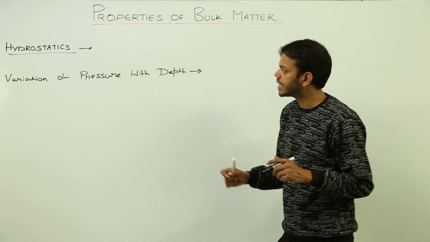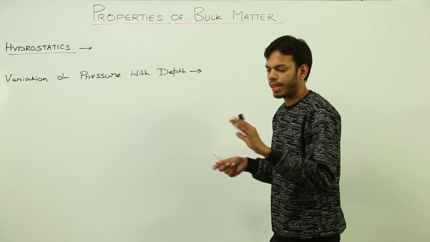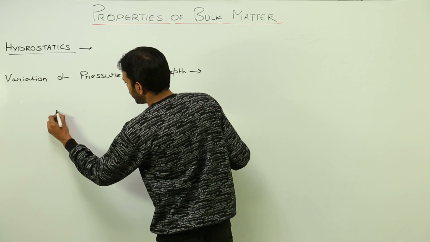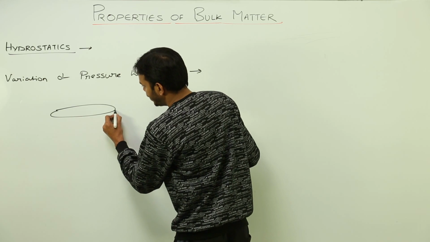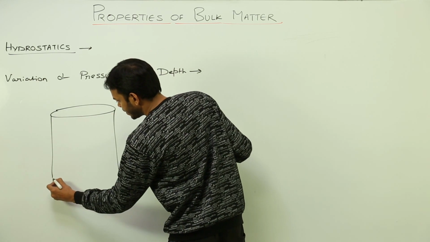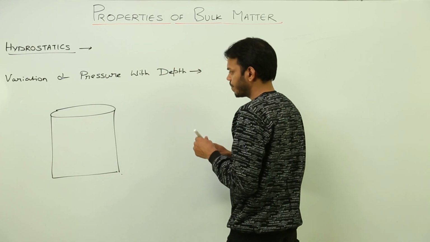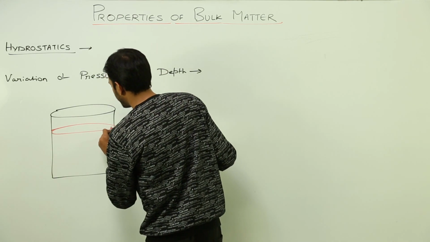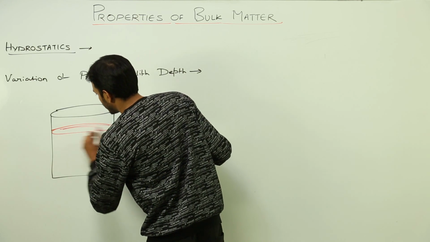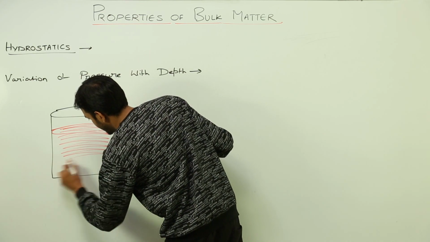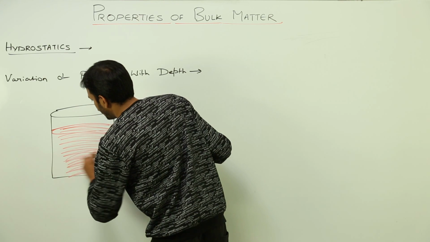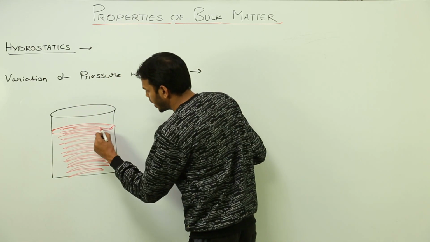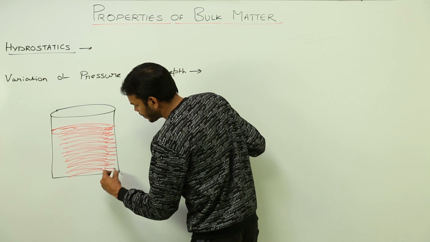To understand the concept of variation of pressure with depth, consider this vessel in which we are going to place a liquid. Let's say the liquid is filled up to this much level. So this vessel is filled with liquid, and our whole orientation is towards finding the pressure inside the liquid.